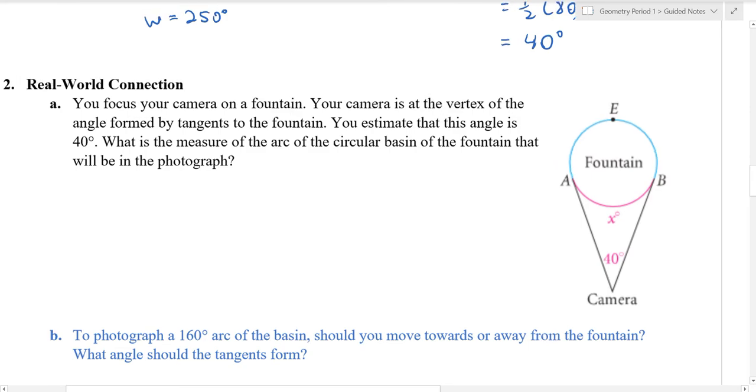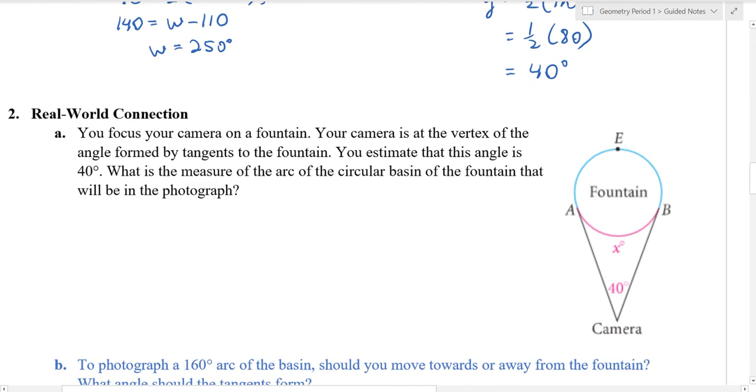Here we have this problem, and the diagram here on the right, and it says this. You focus your camera on a fountain. Your camera is at the vertex of the angle formed by the tangents to the fountain. You estimate that this angle is 40 degrees. What is the measure of the arc of the circular basin of the fountain that will be in the photograph? So we're trying to find out what that arc is.